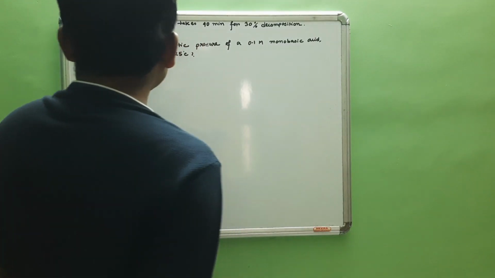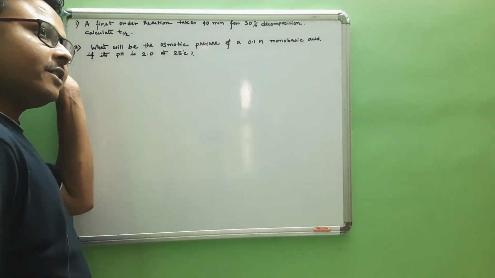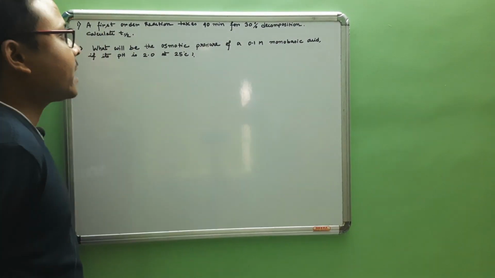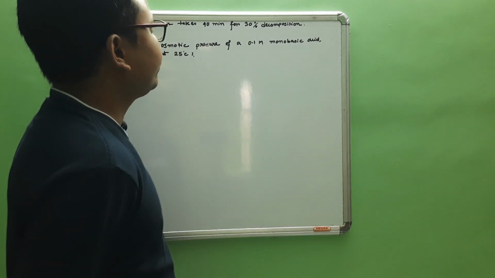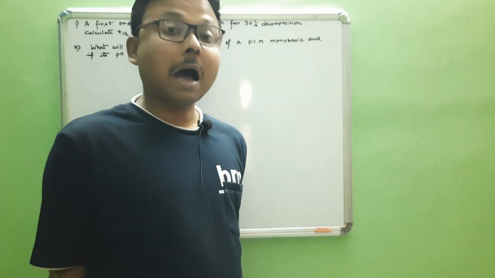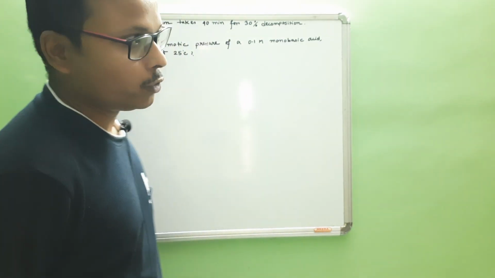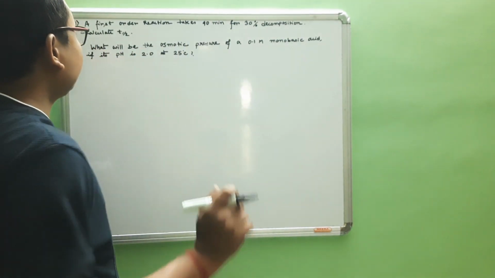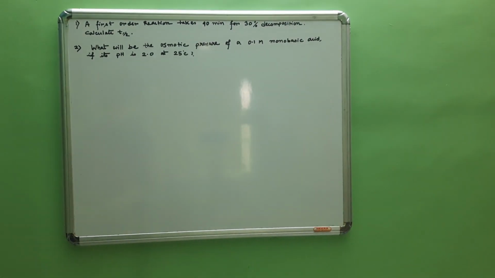So here the problem says, a first order reaction takes 40 minutes for 30% decomposition and calculate T half. T half means half life period. Okay, my dear students, so what is given here?